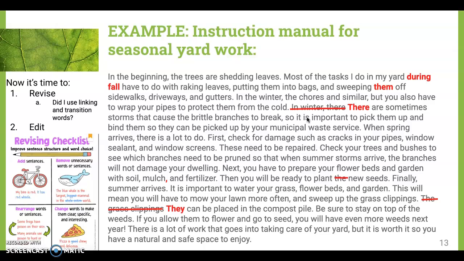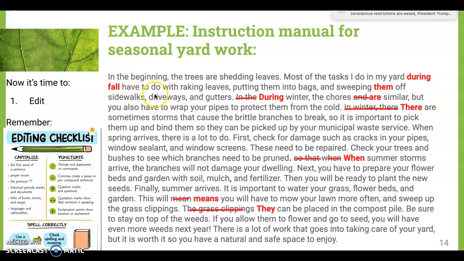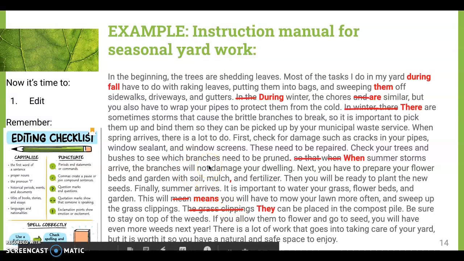So one thing that we noticed in our morning Zoom meeting on Tuesday was that this paragraph is missing a hook. So I might start this paragraph by saying, have you ever seen a beautiful yard? Or maybe I can say, do you wonder what kind of work it takes to win Yard of the Month?